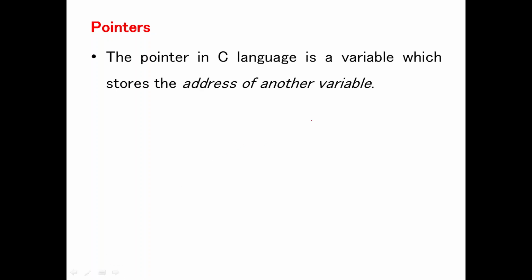So coming to pointers, what a pointer is, it is nothing but a variable which stores the address of another variable. That is a pointer. A pointer is nothing but a variable. It is also a variable, but it stores the address of another variable. It is not going to store any other values. It is going to store the address of another variable.